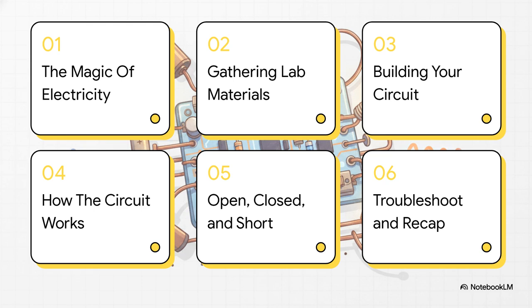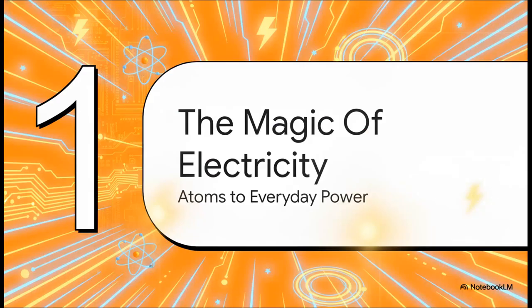Okay, so here's our game plan for this lab. First up, the magic of electricity. Then we'll gather our lab materials, build your very first circuit, see exactly how that circuit works, cover open, closed, and short circuits, and finally wrap up with troubleshooting and key takeaways. Let's get to it. All right, kicking things off with part 1, the magic of electricity, from atoms to everyday power.